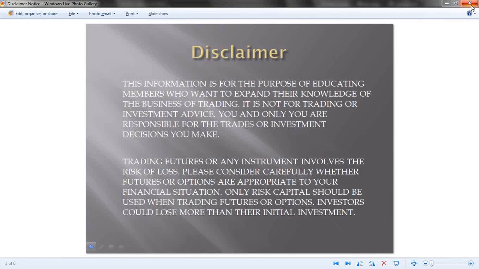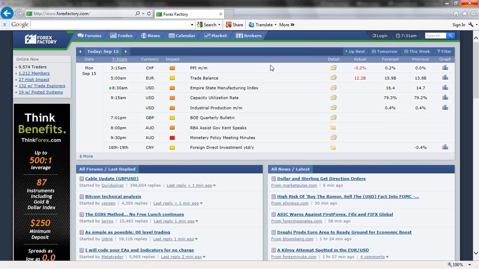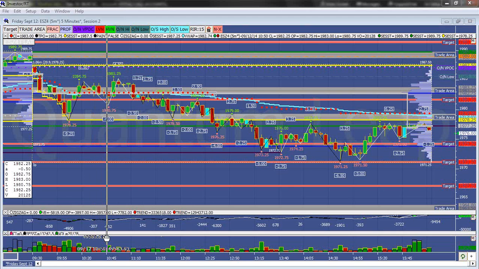Okay, so let's just get the news out of the way. We had Empire State Manufacturing at 8:30 Eastern Time. We have capacity utilization and industrial production coming up at 9:15 Eastern Time, so that'll be in just about 25 minutes. Not real big news today, but keep an eye on it just prior to the open of the RTH session. Let's just take a look at Friday for a minute.